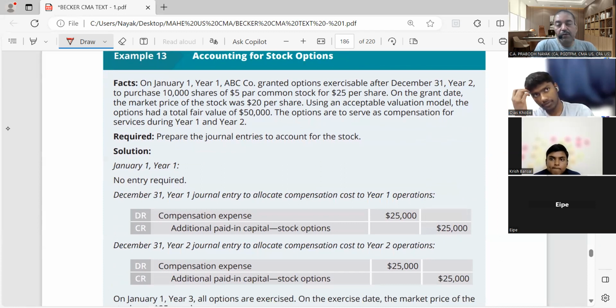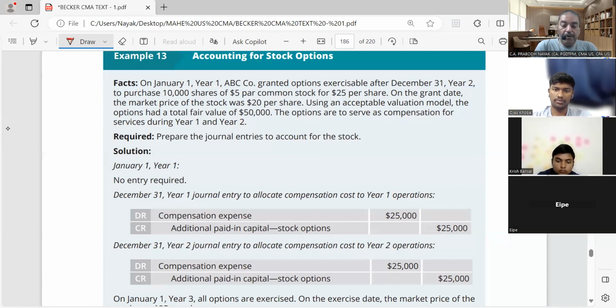On 1st January year 1, ABC company granted options exercisable after December 31st year 2 to purchase 10,000 shares of $5 par common stock for $25 per share. On the grant date, that is 1st of Jan year one, that is the grant date.